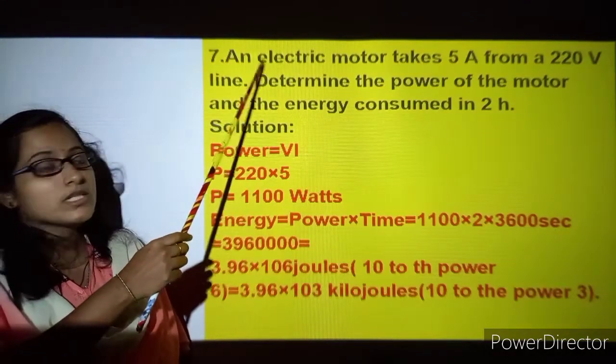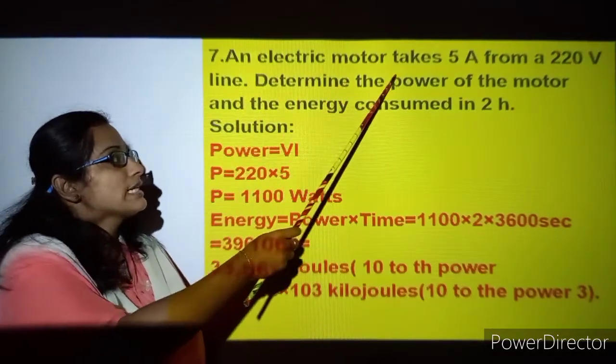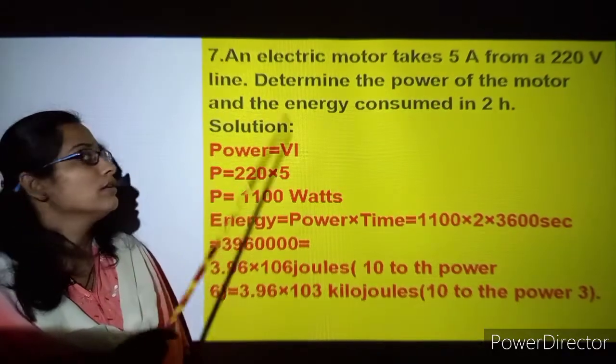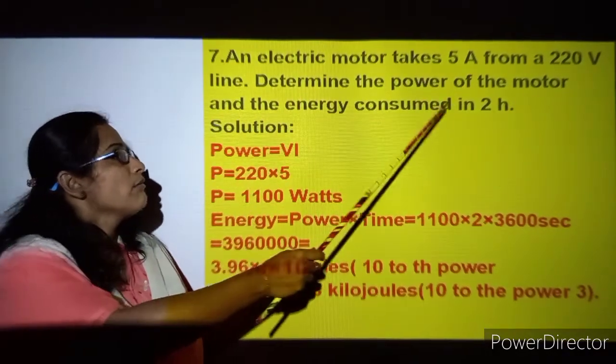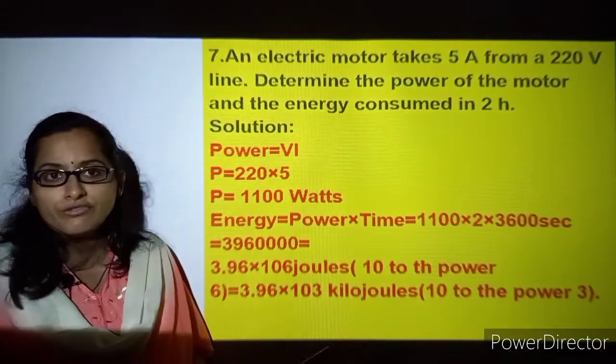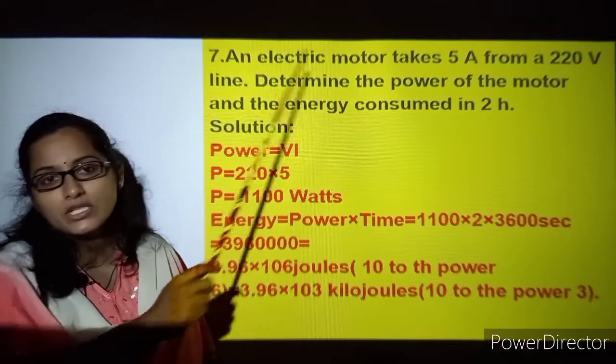So let's see this question. An electric motor takes 5 ampere from a 220 volt line. Determine the power of the motor and the energy consumed in 2 hours. So what you need to find out is the power and the energy consumed.